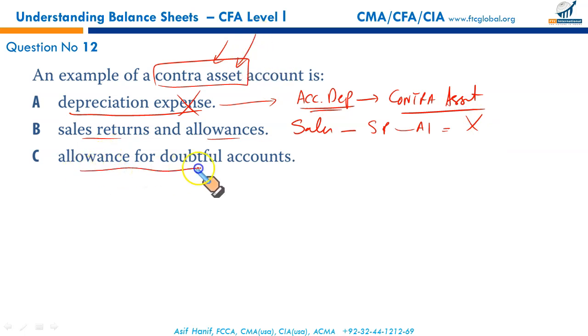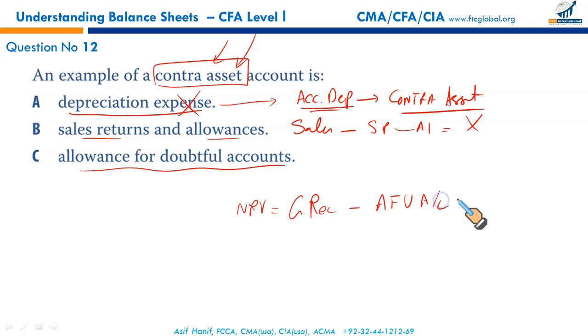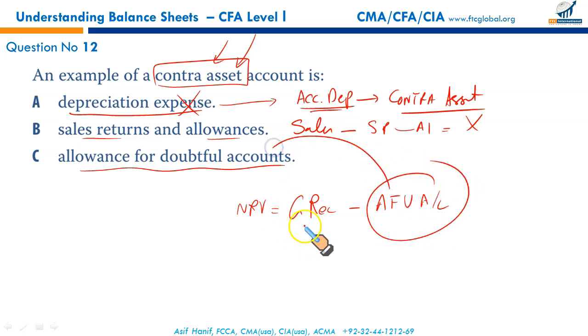Then we have allowance for doubtful debts. We just told you that accounts receivable are reported at NRV, that is your gross receivables minus allowance for uncollectible accounts. This allowance for uncollectible accounts is a contra asset. Why? Because gross receivable is your asset.